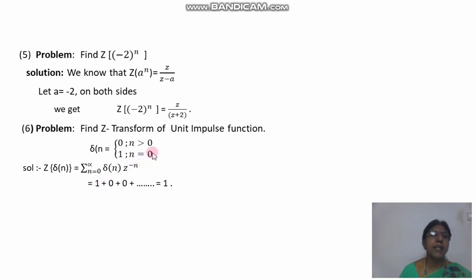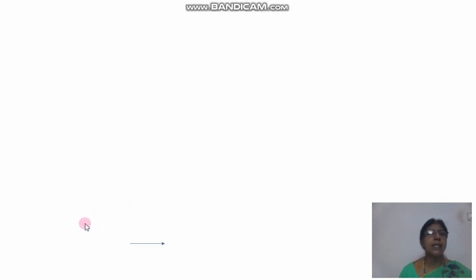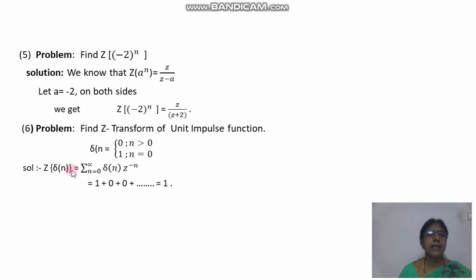Plus for n greater than 0, n is equal to 1, delta n is 0. Substituting n is equal to 1, 0 into anything is 0. n greater than 0 means n is equal to 1, 2, 3, 4. For all those values delta n is 0, so the remaining all terms are 0. So totally we get 1, which means Z transform of delta n, the unit impulse function, is equal to 1.